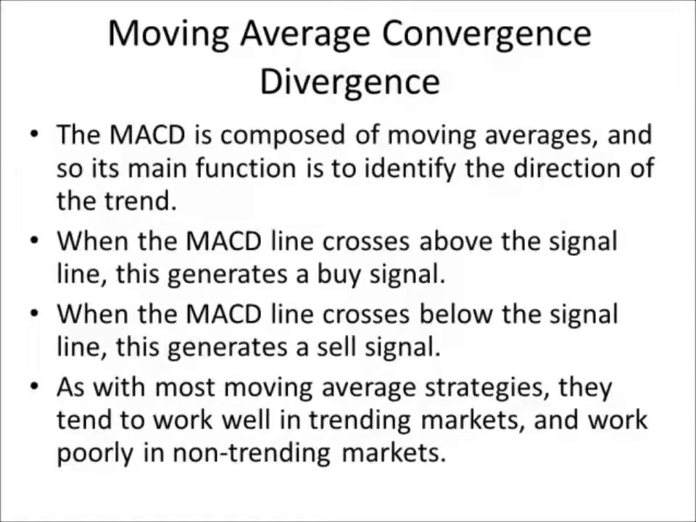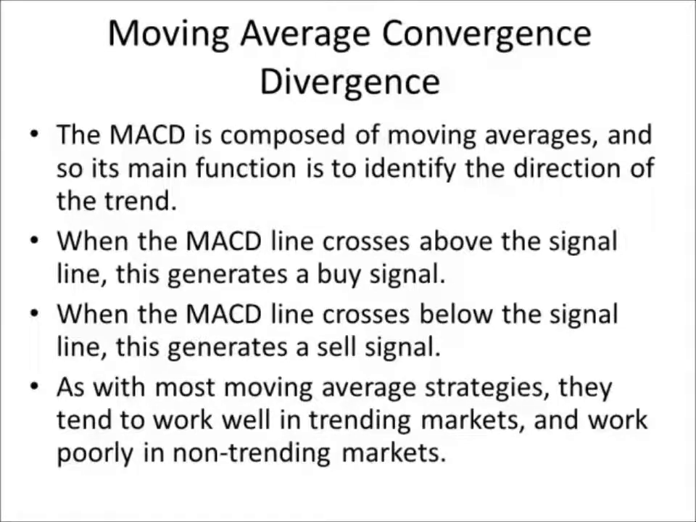As we said, the MACD is composed of moving averages. And as we know with any moving average strategy, its main function is to identify the direction of the trend. Now let's talk about how exactly we use the MACD in a trading setting. As a trading strategy, how exactly do we use the MACD line and the MACD strategy? The main things we're interested in are the MACD line and the signal line. If you remember, the MACD was the difference between the 2 moving averages, and the signal line was an EMA of the MACD line.